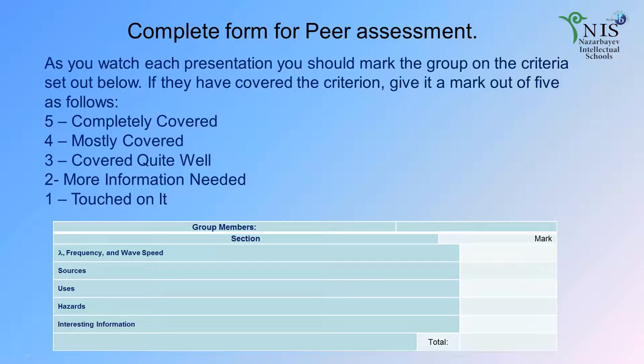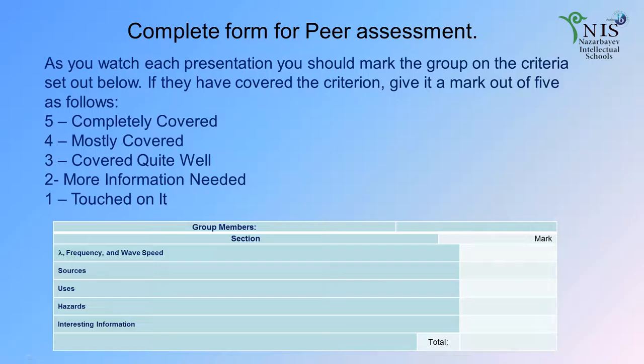Explanation of wavelengths, frequency and wave speed of electromagnetic waves. Explanation about uses and hazards. Using an interesting information in your presentation and sources. As you watch each presentation, you should mark the group on the criteria which is given below.